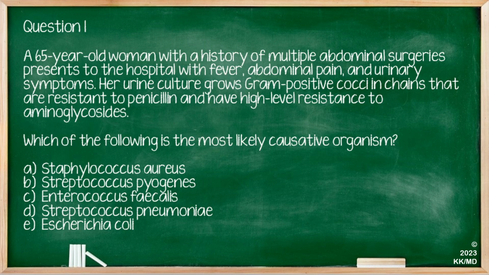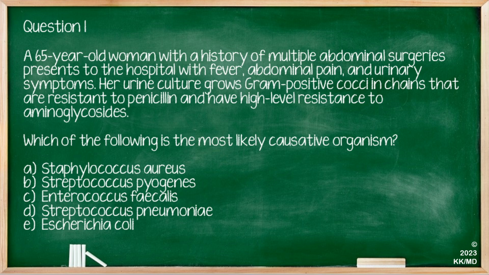Let's do a question. A 65-year-old woman with a history of multiple abdominal surgeries presents to the hospital with fever, abdominal pain, and urinary symptoms. Her urine culture grows gram-positive cocci in chains that are resistant to penicillin and have a high level of resistance to aminoglycosides. Which of the following is the most likely causative organism? A. Staphylococcus aureus, B. Streptococcus pyogenes, C. Enterococcus faecalis, D. Streptococcus pneumoniae, E. Escherichia coli.